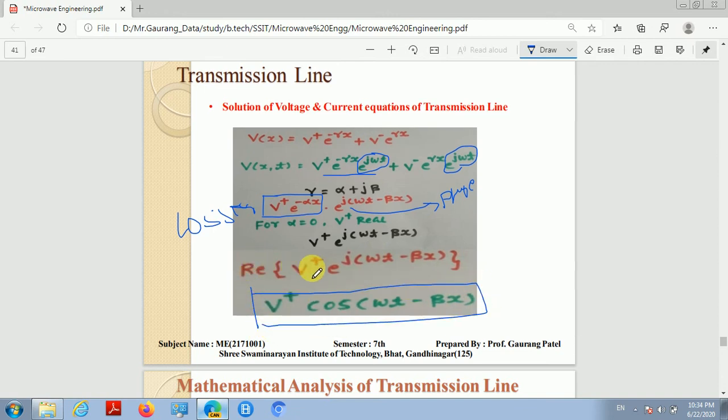How did the real part come? Because what is e raised to j theta? I hope you know that e raised to j theta means cos theta plus j sin theta. And here, in place of theta, we have omega t minus beta x.